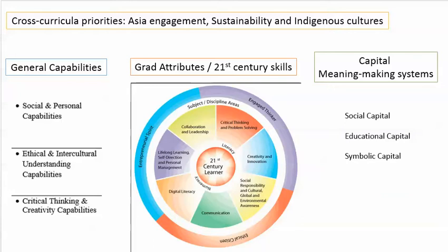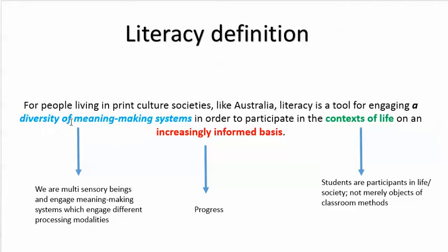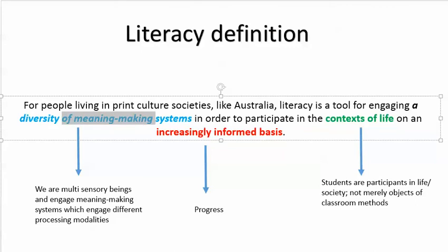So that's the idea. What kinds of contexts of life do you engage that enable you to use many different meaning-making systems, so that you can assure that your life is moving forward? Your intellectual, social, emotional, and creative life is moving forward.